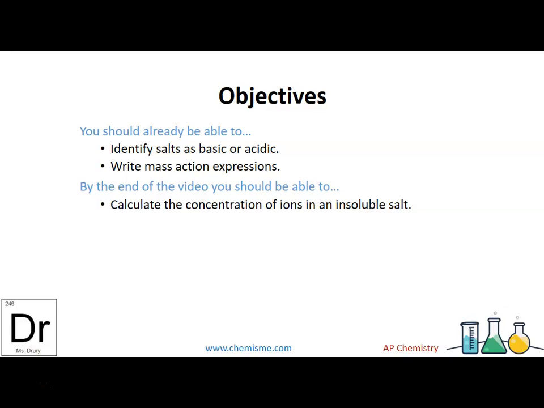an insoluble salt. So a salt that would normally not dissolve to the naked eye, there are ions dissolved in there, and then we want to know how many.